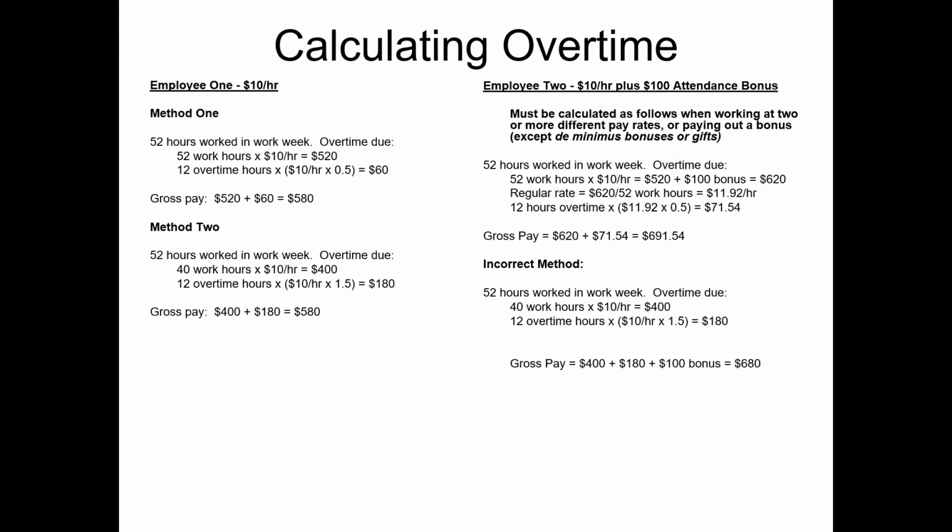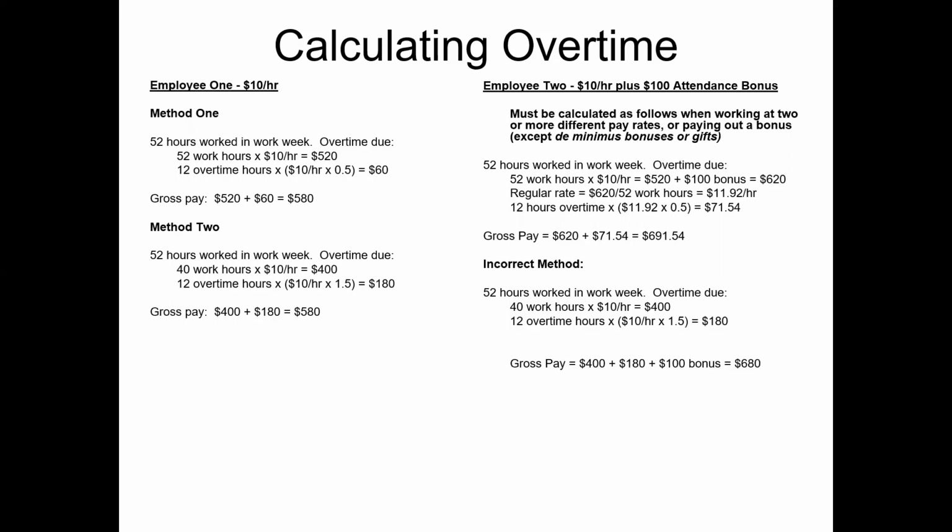Well, the first method to calculate overtime would be to take the total hours, in this case 52, times the rate of $10 per hour. This calculation yields $520. Next, we owe 1/2 of the pay rate for the overtime hours. In our example, it'll be 12 overtime hours times the sum of $10 per hour times 0.5. And this calculation yields $60. Gross pay would then be calculated at $520 plus $60 equals $580.